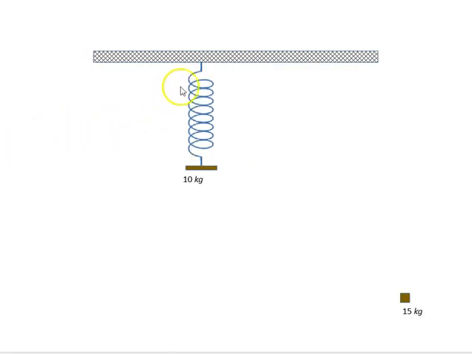Now, we have the vertical spring with the 10 kilogram pan, and the 15 kilograms is on the side here. But before we deal with that, let's realize that the actual spring was at its equilibrium position when it had no mass hanging on it. So already the 10 kilograms has stretched the spring. And that's what I want to look at.